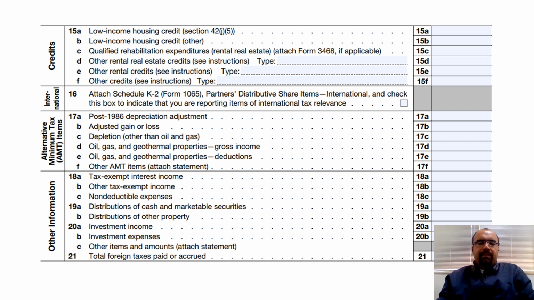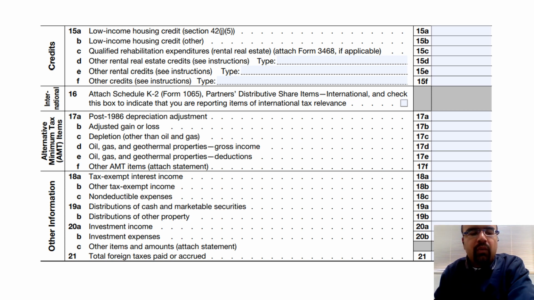And internationally, does the partner hold or distribute any share items internationally? Check this box to indicate that you are reporting items of international tax relevance. What is the alternative minimum tax? Now, post-1986 depreciation, there can be an adjusted gain or loss. There can be depletion other than oil and gas. Oil, gas and geothermal properties, what is the income? Oil, gas and geothermal properties, what are its deductions? What are the other AMT items?